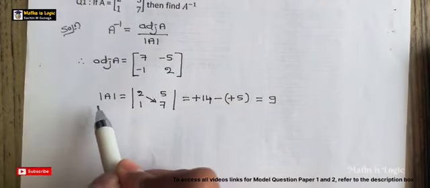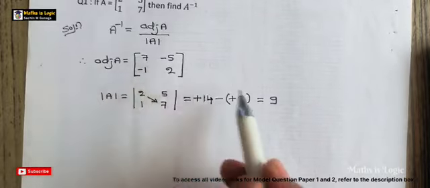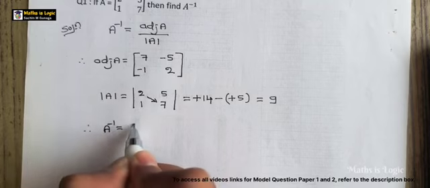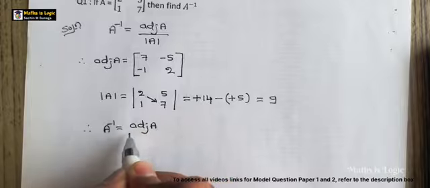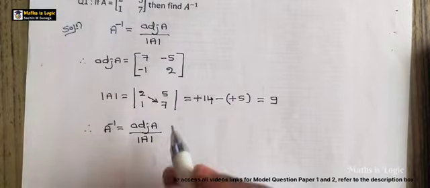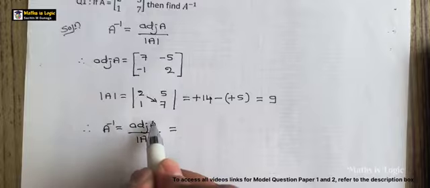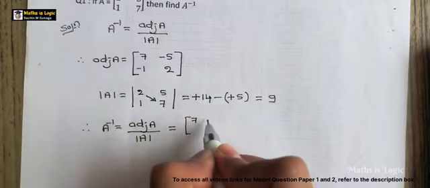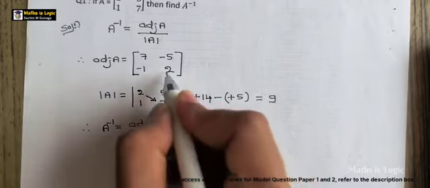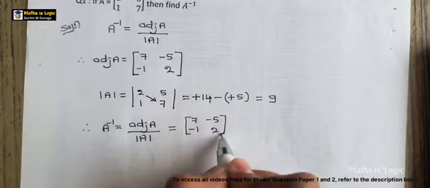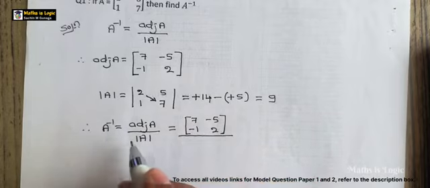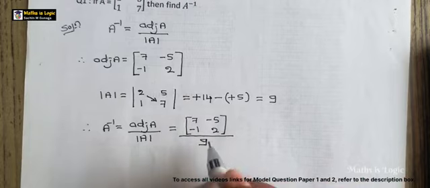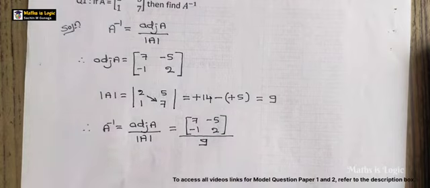After finding adjoint of A and determinant of A, next step, substitute these two values in the formula. Therefore, A inverse is equal to, once again write the formula, adjoint of A divided by determinant of A. Which is equal to, in the numerator, adjoint of A is there. What is the answer? 7 minus 5 minus 1, next is 2. Next, division symbol, divided by the denominator, determinant of A. What is the determinant of A? Answer is 9. So this is the value of the inverse of the matrix.